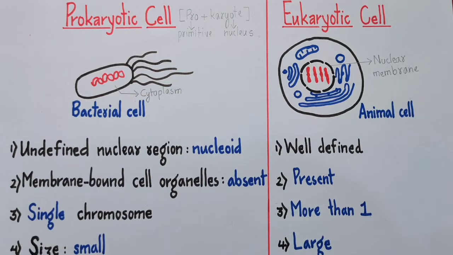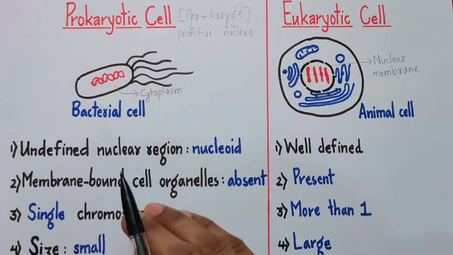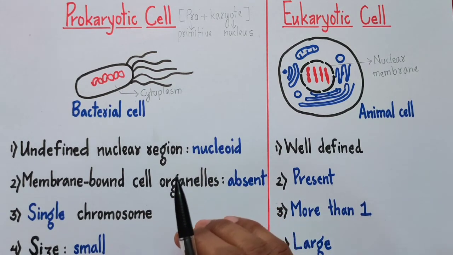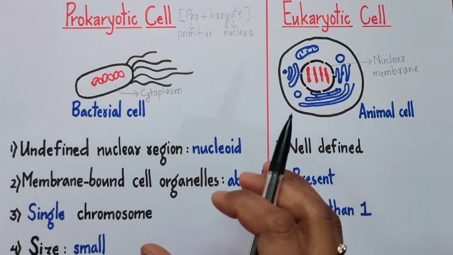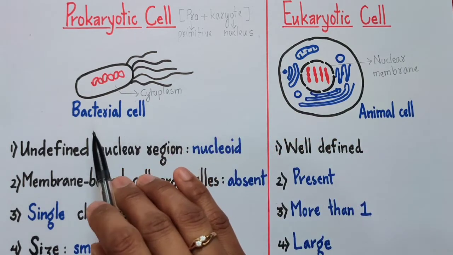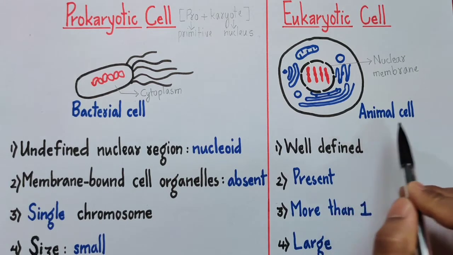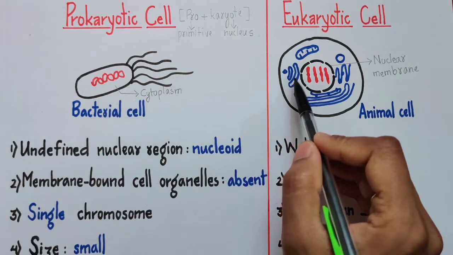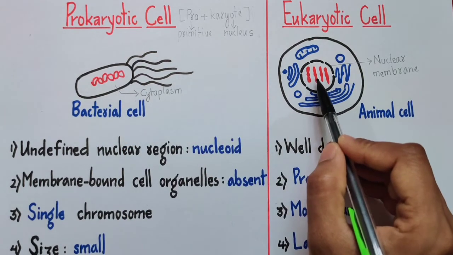Now that we know about the structure of nucleus, let us try to understand how the cells can be classified based on the presence or absence of well-defined nuclear region. So here, for easy understanding of this concept, I have drawn two diagrams. The first one is of a bacterial cell and second is of an animal cell. Both the cells contain their genetic material, which I have shown in red color.